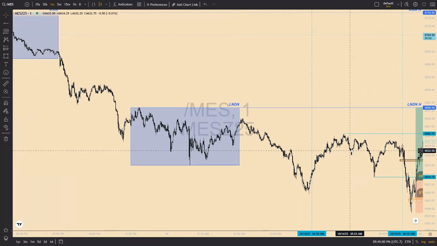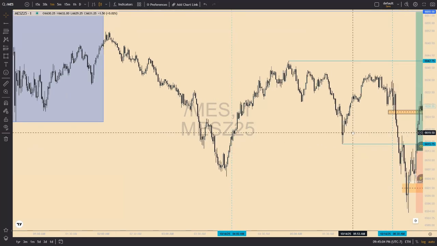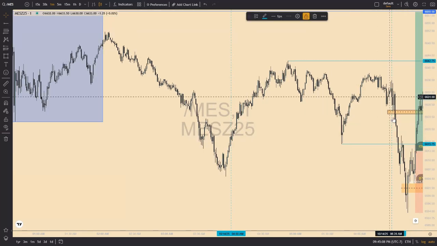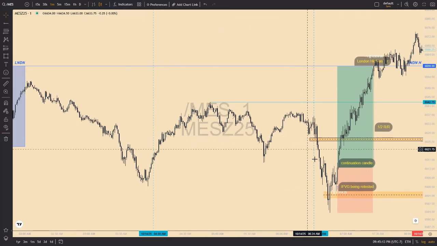Now we're in pre-market, the high and the low right here. We can see 6:30 a.m. right here when market opened. We come down, we take out the low. So that was my liquidity sweep right there.